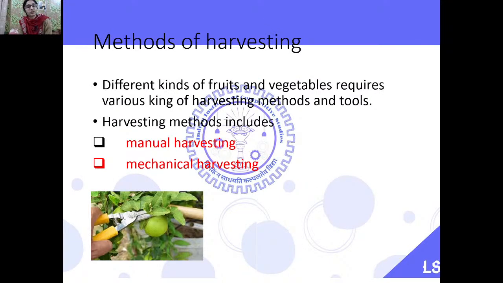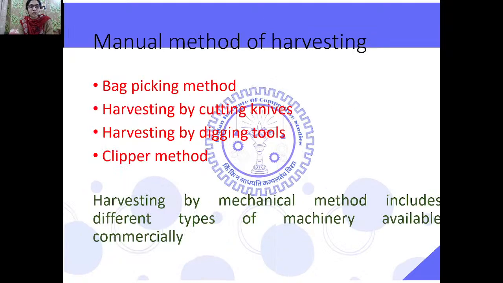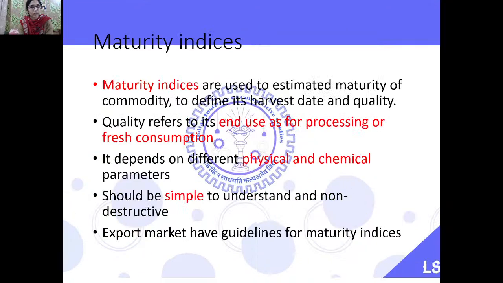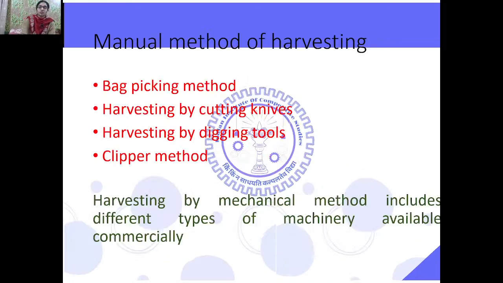Now different methods of harvesting are there. We can do it manually also, and mechanically also with the help of certain tools. Manually we can do it like bag picking methods. You just pluck it, put it into your bag. Harvesting by cutting with knives, by digging tools, or by clipping methods. So this we will be studying in detail in the classes.